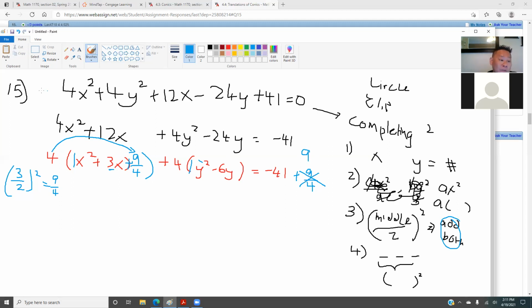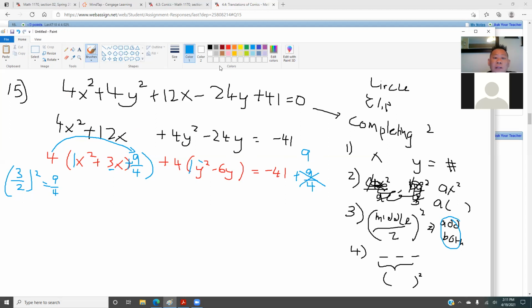So every time you factor something out, like in this case 4, when you do your middle term divided by 2 and square, you did put 9 over 4 here, but this one you have to multiply in. Okay. We'll do the same thing for your y term.